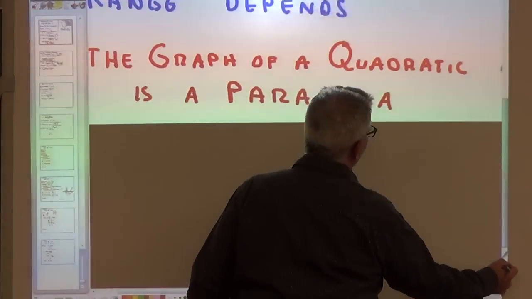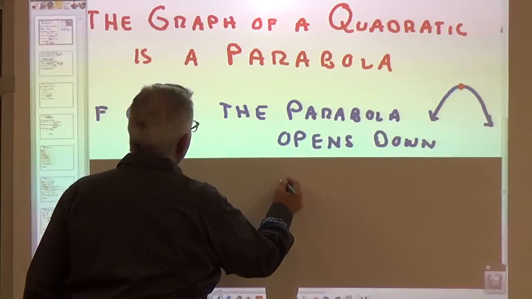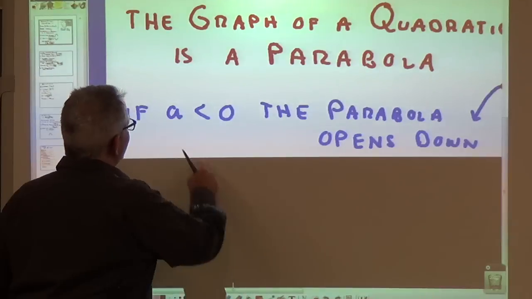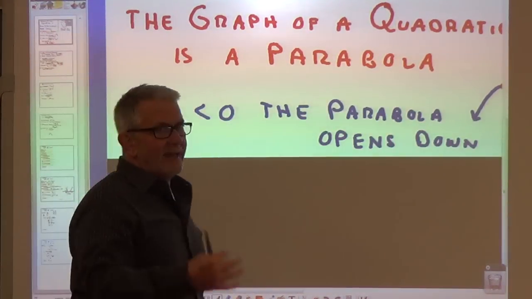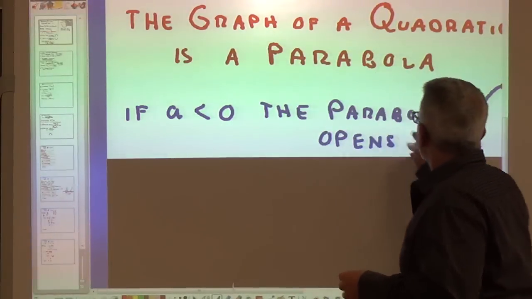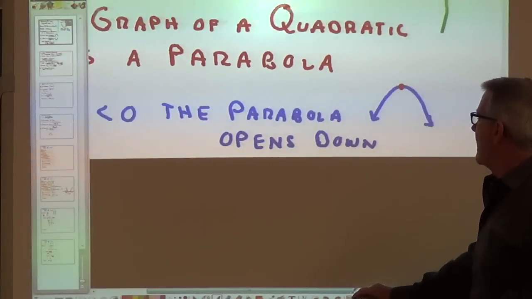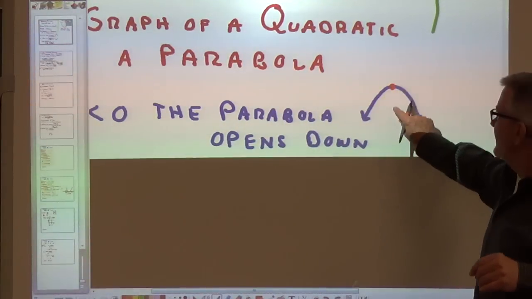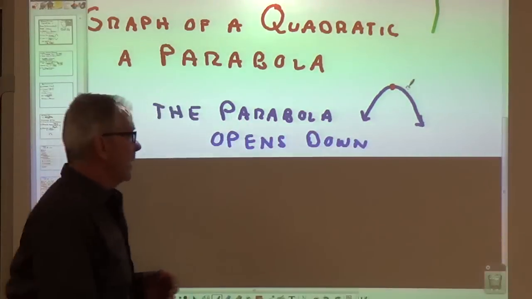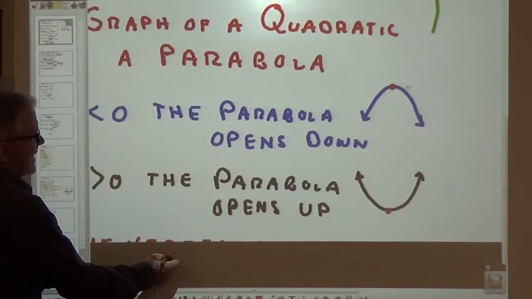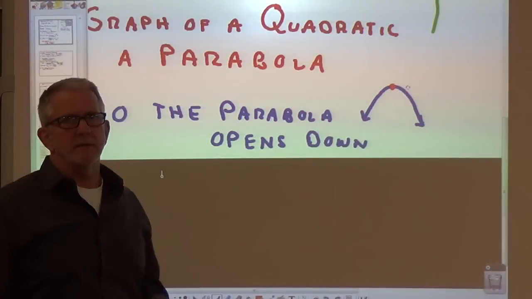What about that parabola? Well, here's something about that parabola. If that real number a, that's not 0, is less than 0, i.e. a negative number, the parabola is going to open down. Parabola opens down. If it's going to open down, it's going to have a maximum point. We'll talk about that maximum point here in a little bit.